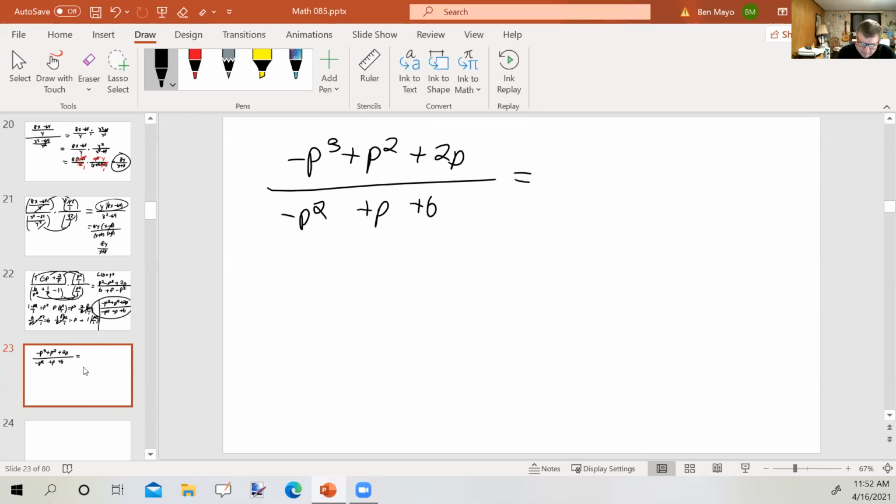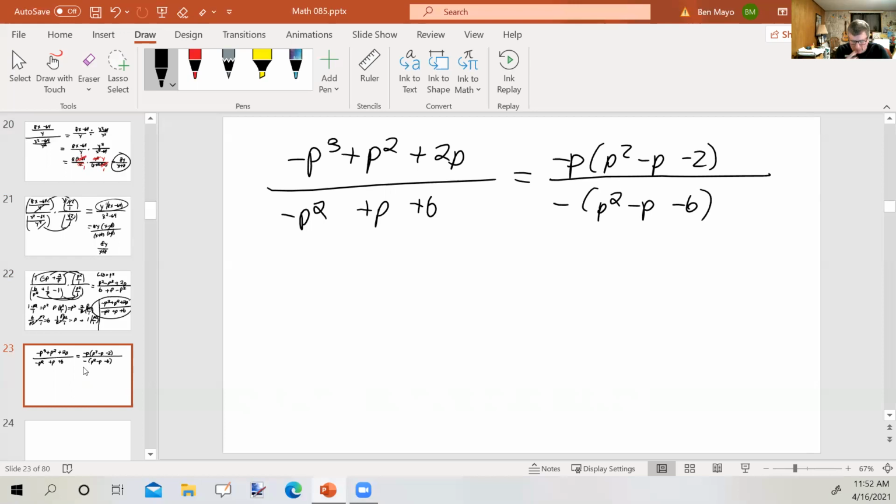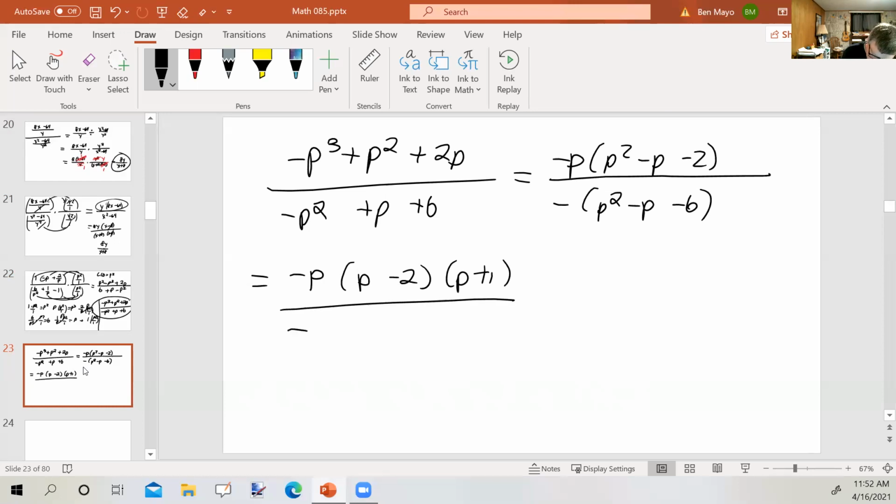Okay. I'm going to factor a negative p out of the numerator, which is going to give me p squared minus p minus 2. I'm going to factor a negative out of the denominator, which is going to give me p squared minus p minus 6. Okay, let's see, just double checking that. Now I'm going to factor the numerator further and have negative p times p minus 2 times p plus 1. And the denominator, negative times p minus 3 times p plus 2.